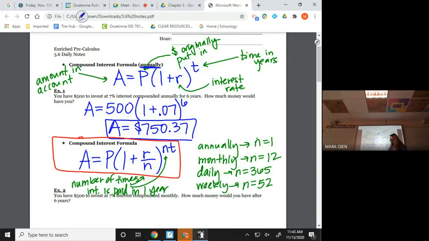All that I have to change for example 2: I still have 7%, but it says compounded monthly. Below that 0.07, I should say divided by 12. So the 12 times 6 power.